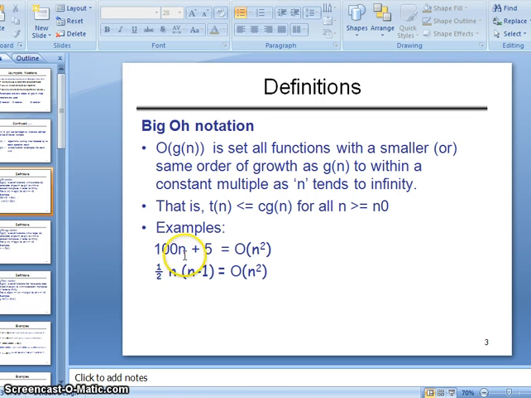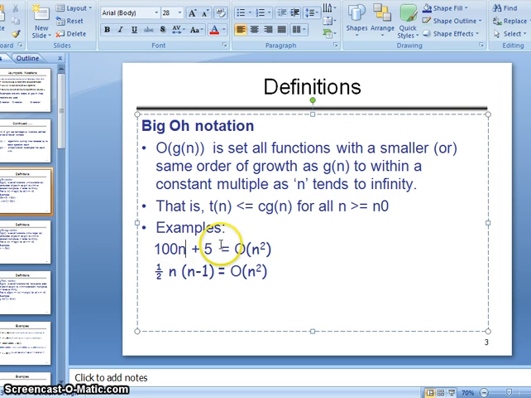Examples: 100 n plus 5 is in big O of n square. So neglecting the constant, we can say the order of growth of n is always less than or equal to n square, since it is in big O of n square. Same way, half n into n minus 1 is in O of n square. N into n becomes n square, which is in the same order of growth as n square. So it is in big O of n square.